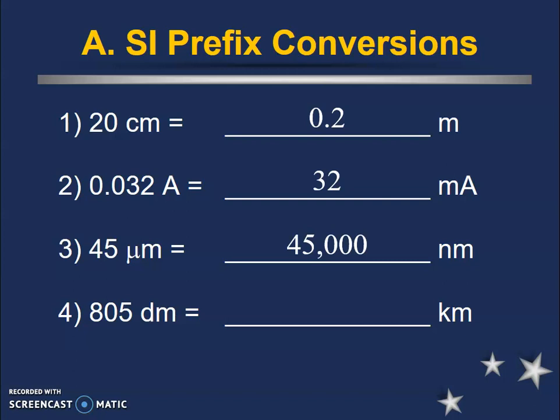Okay. All right, now let's move 805 decimeters into kilometers. Deci to kilo. Which direction do you need to go in? How many steps do you need to take? Okay, this one we needed to move to the left 4 times.